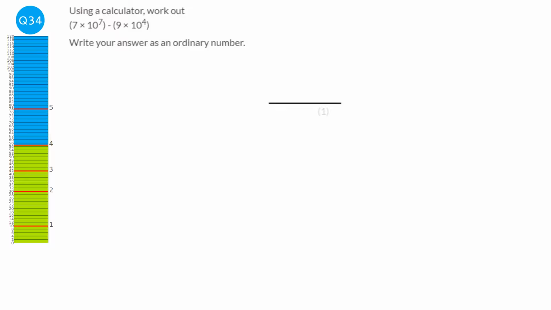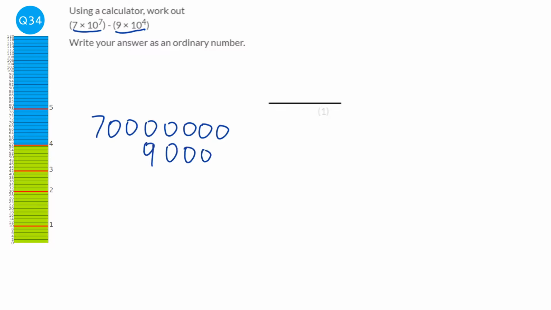So the only way of answering this question is to work out what these are as ordinary numbers. So 7 times 10 to the power of 7 would be 7, 1, 2, 3, 4, 5, 6, 7 zeros. And 9 times 10 to the power of 4 would be 90,000, so that would be 9, 0, 0, 0, 0. And so we're just subtracting them like that.